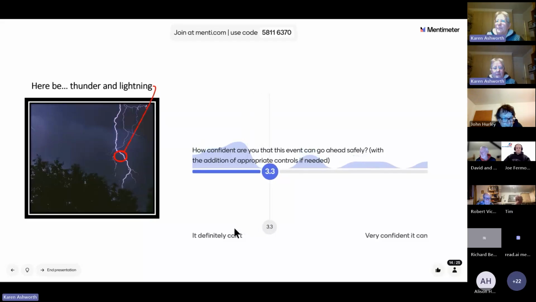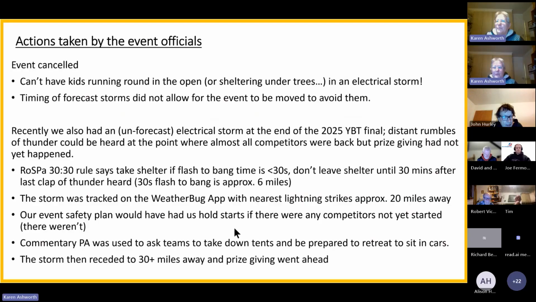Oh, real split of opinion. No, we had no doubt at all about this. That's a cancel. Can't have kids running around in the open or sheltering under trees in an electrical storm. And the timing of the forecast storms didn't allow for the event to be moved to avoid them.